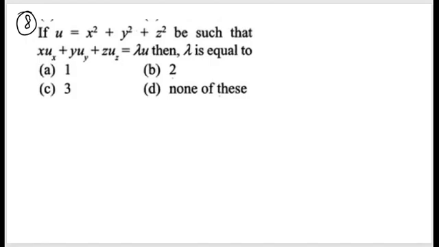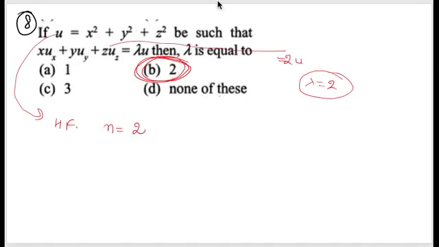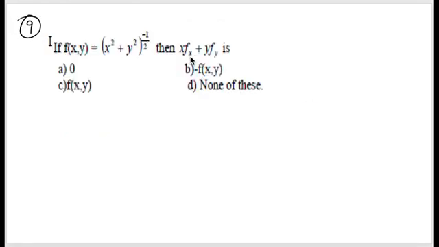Eighth question. Here this is extended to 3 variables but the logic is the same. You are observing that this is a homogeneous function of degree 2, and this side is again the Euler's theorem expression. 3 variables will have 3 terms. In that case, what we got is 2 times u, the lambda value here is 2, so option B is the right one.